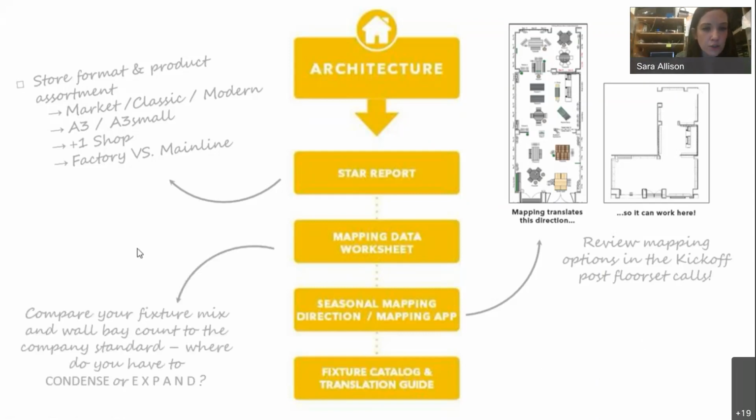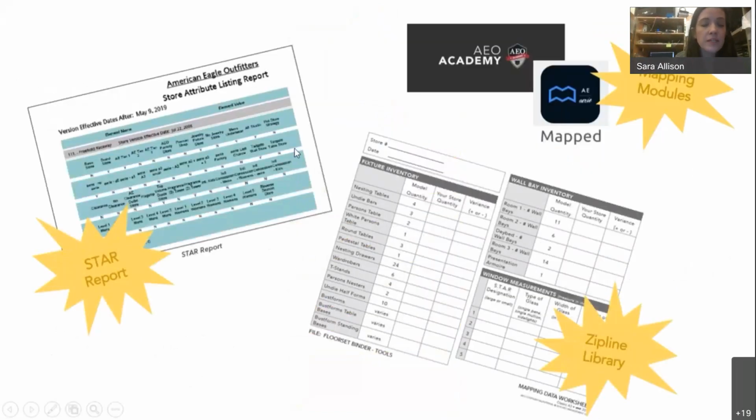Okay, so let's look at a few things. Here we see a star report on the left side. This is that report I was referencing on your back computer that will let you know all of the things about your store. So what your format is, what your assortment is, how many wall bays you have, how many tables you should have, all those things are listed there.